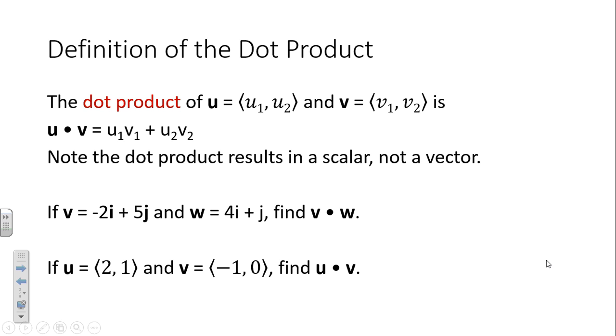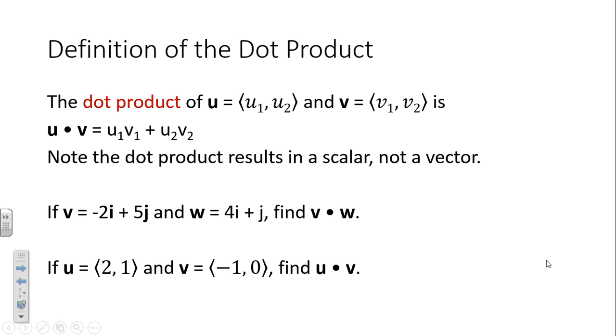So if we take two numbers, multiply them together, take two other numbers, multiply them together, and add them all together, we end up with a single number, a scalar. So our result of a dot product is a scalar, not a vector. And we're going to use the dot product to be able to determine what's the angle between two vectors.